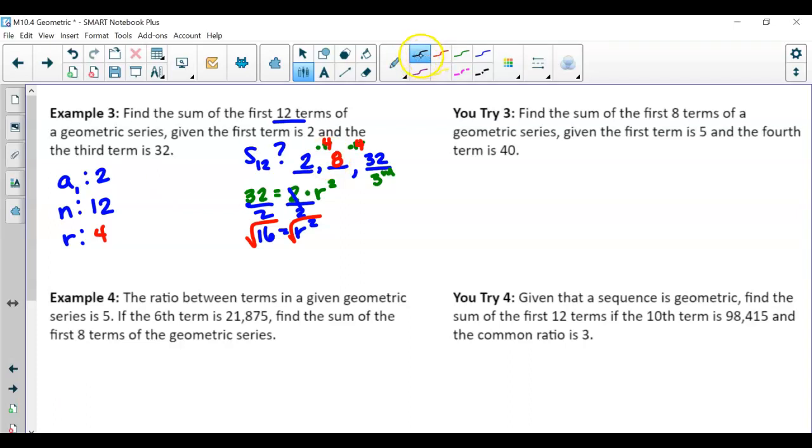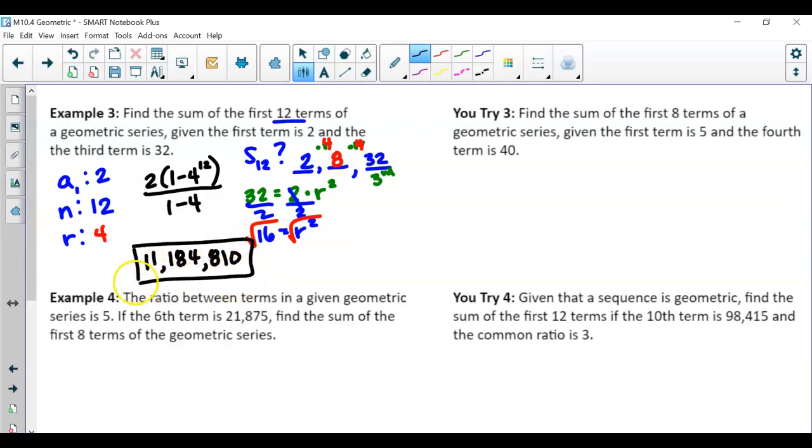Here we're finding the sum, so using our initial 2 times 1 minus 4 to the 12th power, then divide that by 1 minus 4. And the sum of the first 12 terms is 11,184,810. So go ahead and pause the video and try the U-try on your own.